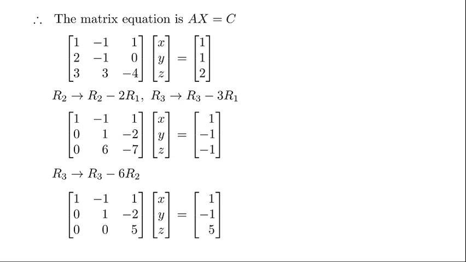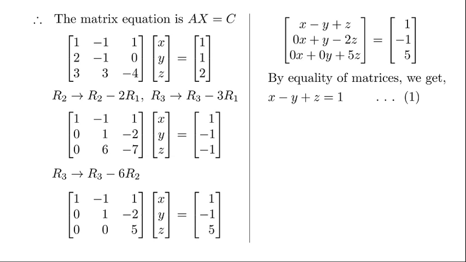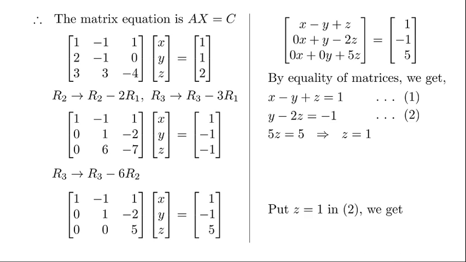And now after converting it to an upper triangular matrix, we multiply the left hand side matrices, and that gives this equation. Now by equality of matrices, we get x minus y plus z equals 1, call it equation 1. y minus 2z equals minus 1, call it equation 2. And 5z equals 5, therefore we get z equals 1.